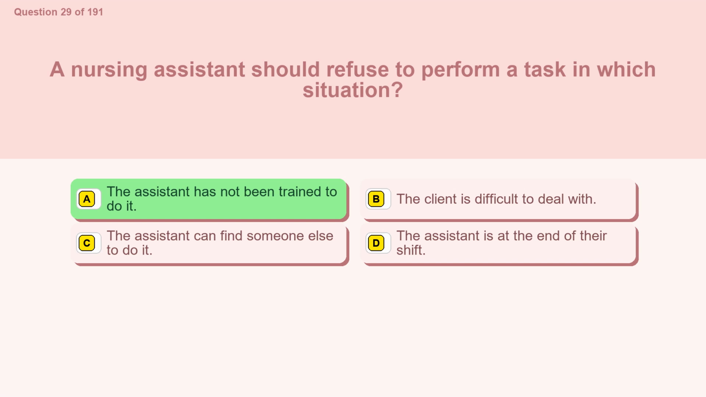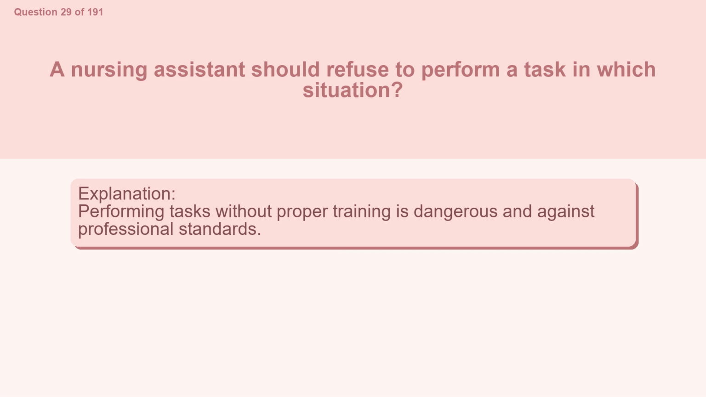The correct answer is option A. The assistant has not been trained to do it. Performing tasks without proper training is dangerous and against professional standards.